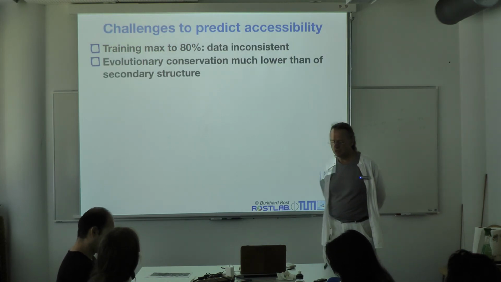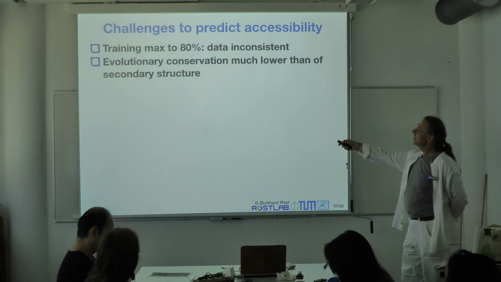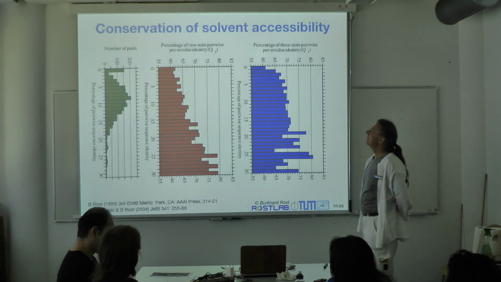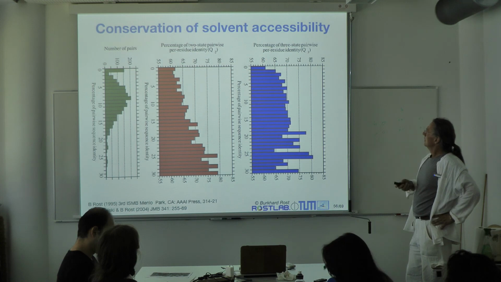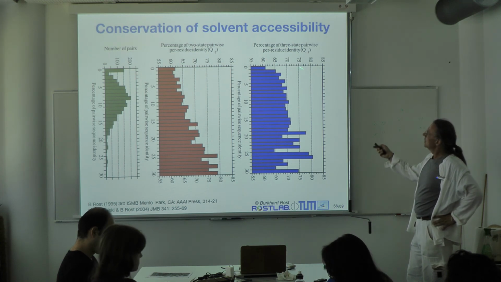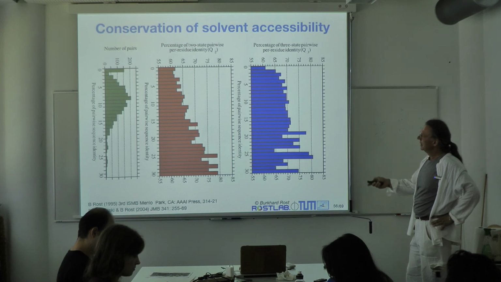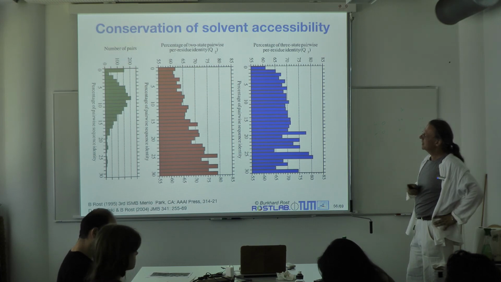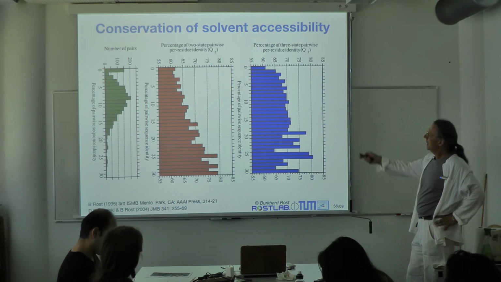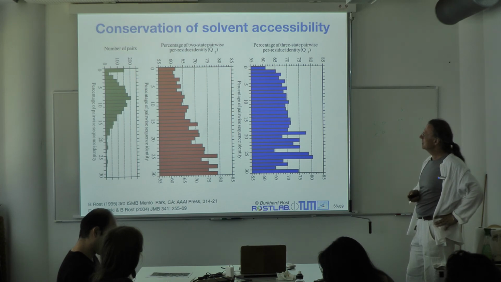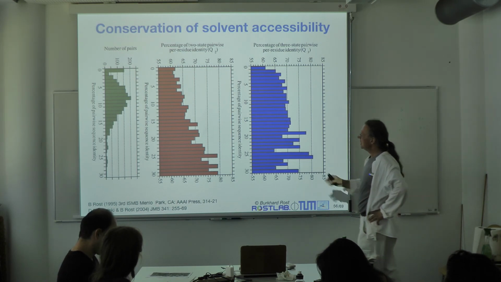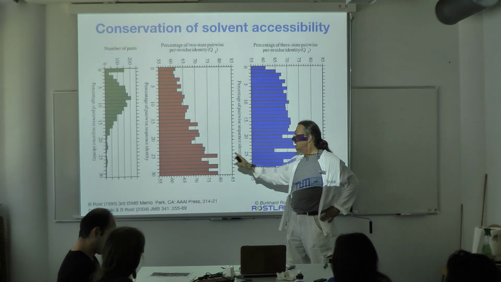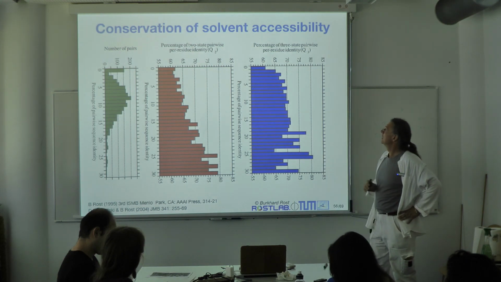Ultimately, this relates to the issue of the evolutionary conservation of solvent accessibility, which is much less than the one for secondary structure. So this is the percentage 3-state accuracy of conservation, and this is the 2-state of secondary structure, and this is for solvent accessibility. And on this axis here is percentage sequence identity. That's not really important, but overall what you see is that these bars, random for these here is 33, random for those is 22. Nevertheless, these bars are substantially higher.